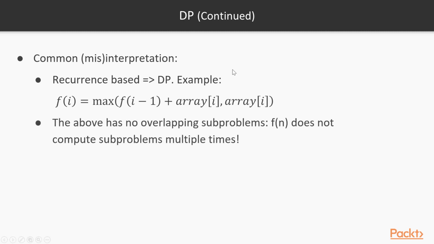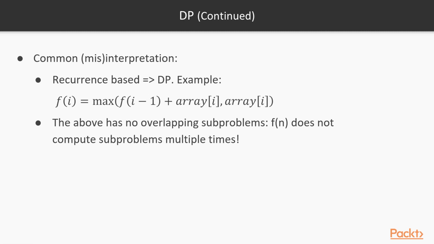This recurrence has no overlapping subproblems. That is because if we implement this recursively and call f of n, this will not compute subproblems multiple times. It will be an efficient solution. It will still be order n to compute f of n. It will be just as efficient as using a for loop to compute f of n. That means that in order to solve for f of n, if we use a direct recursive implementation of this recurrence, subproblems will not be computed multiple times. Therefore, we do not have overlapping subproblems, and it is a stretch to consider this as dynamic programming.